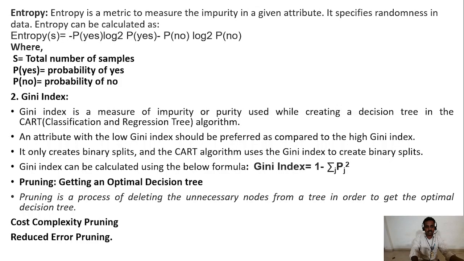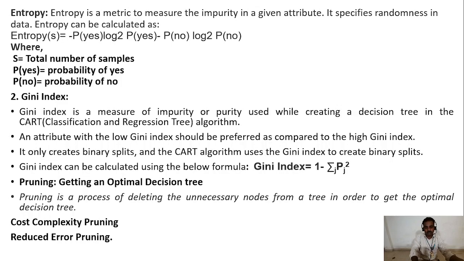Gini index is a measure of impurity or purity used while creating a decision tree in the CART (classification and regression tree) algorithm. An attribute with a low Gini index should be preferred as compared to one with a high Gini index. It only creates binary splits, and the CART algorithm uses the Gini index to create binary splits. Gini index can be calculated using the below formula: Gini index equals 1 minus the sum over j of P(j) squared.